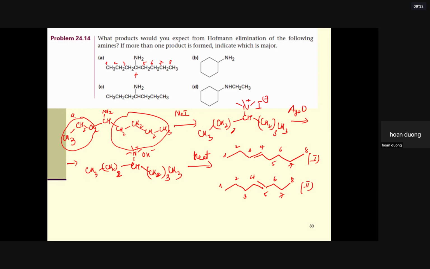The major one should be the one that comes from the less hindered side, right? The other side here only has methyl, so here propyl. So propyl should be bigger. That's why product 1 should be a little bit more than product 2. But I don't think one has to be much more, the other one is almost the same. I think about 60-40. I don't have any information about that, but I think here should be the major one, and here should be minor, but it's not very different. That's how they give you the reaction.